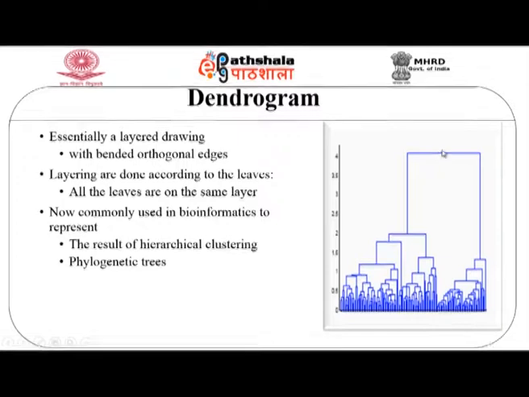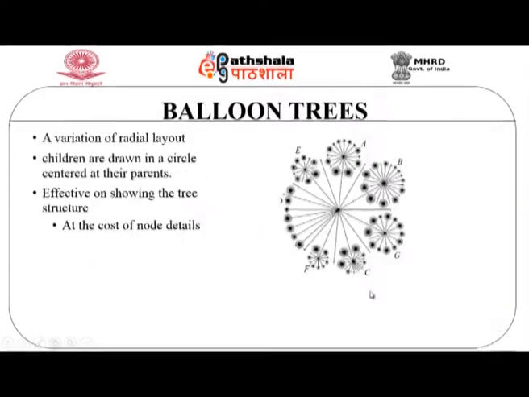So here you can see the root has two children, and once again the leftmost child is divided into two children, which in turn are divided into many more children. The next type of representation is balloon trees. This is a variation of a radial layout.